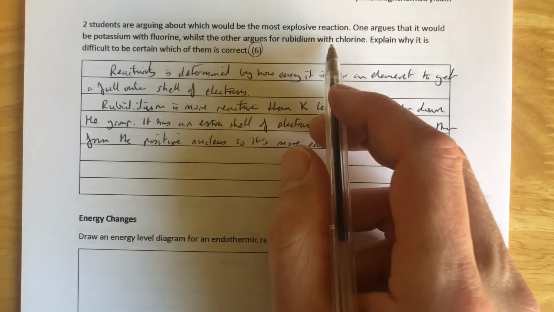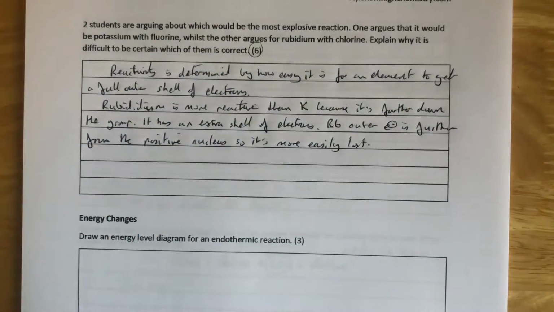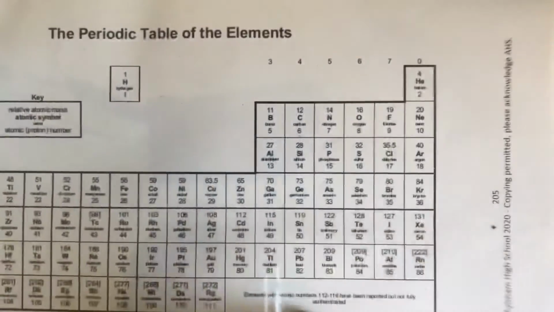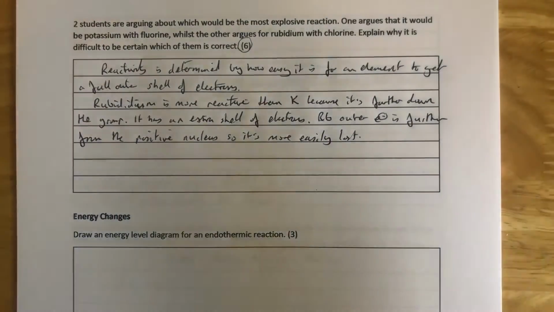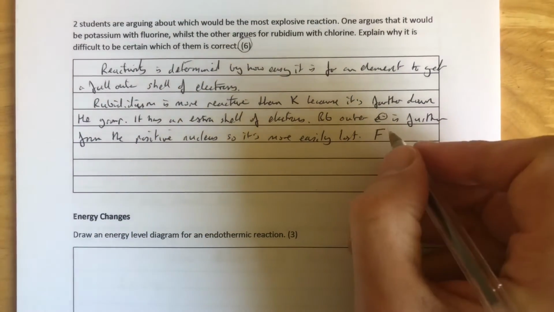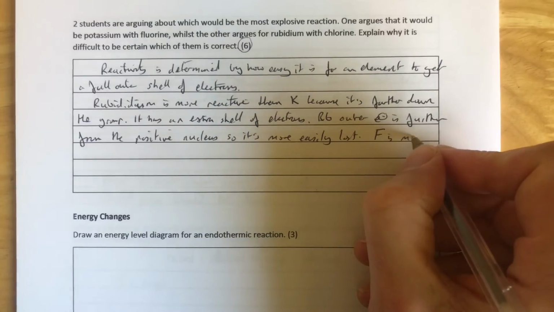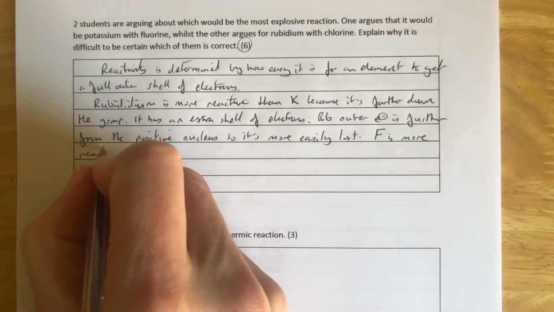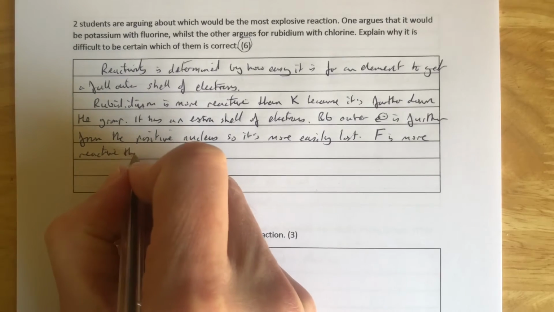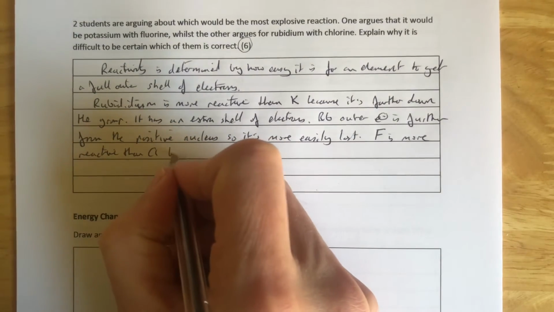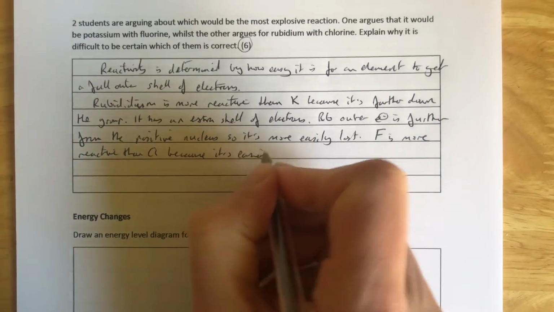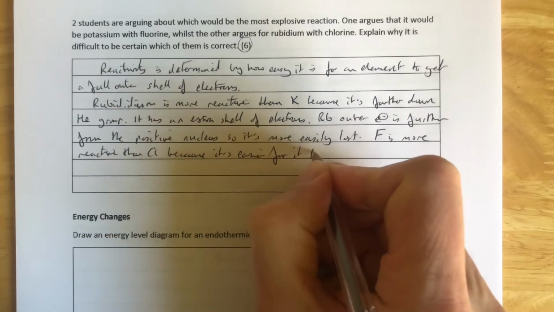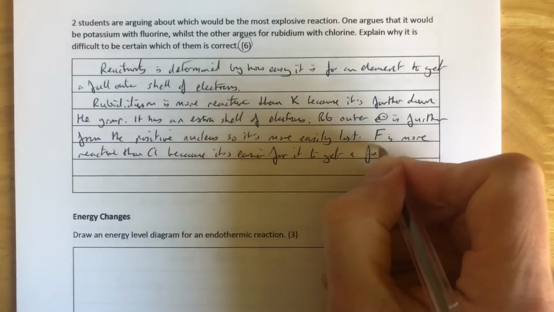Now it's the opposite argument with fluorine and chlorine. Okay, fluorine is at the top of this group, chlorine is beneath it. As we go down this group, the reactivity decreases. Okay, why? So fluorine, symbol for fluorine, F, is more reactive than chlorine because it's easier for it to get a full outer shell.